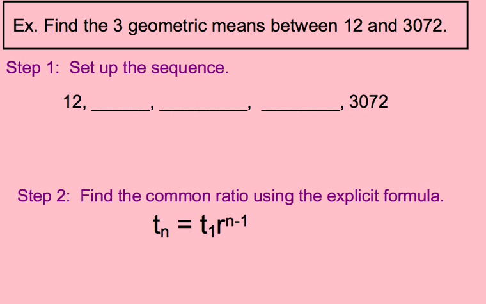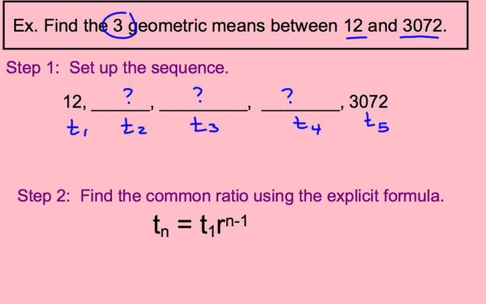This is a problem that works with geometric sequences, and we want to find three terms between 12 and 3072. So we want to find three terms. Step one is we want to set up the sequence. So this is term one. Then we have an unknown term 2, 3, and 4. So those are our question marks that we want to find. And then we have term 5.